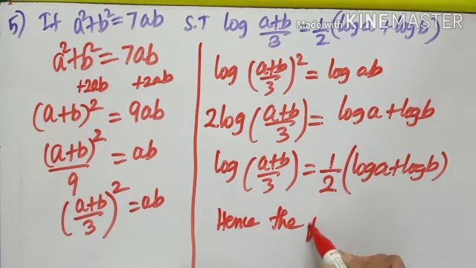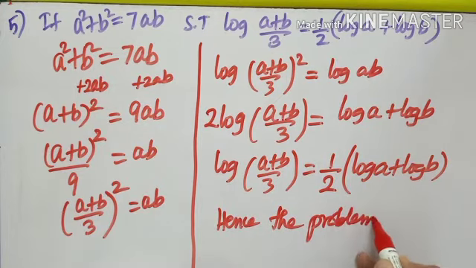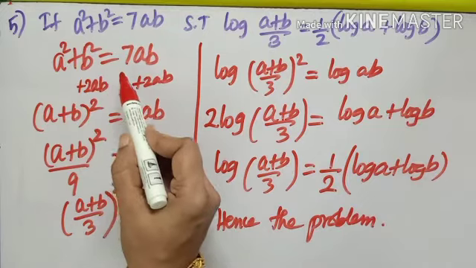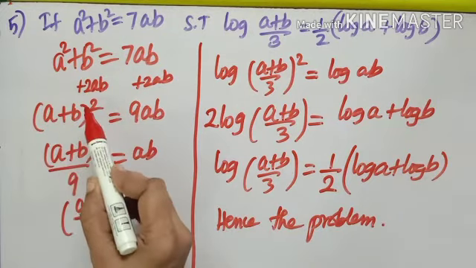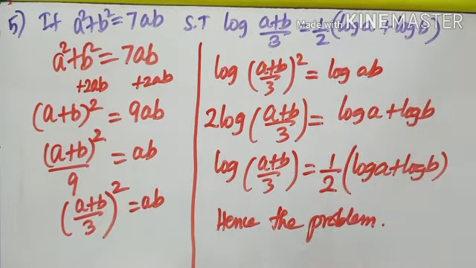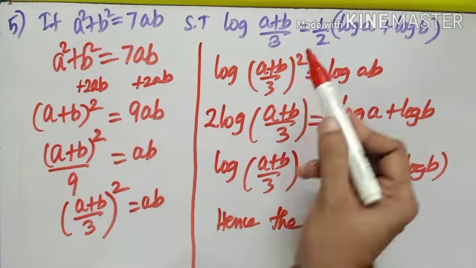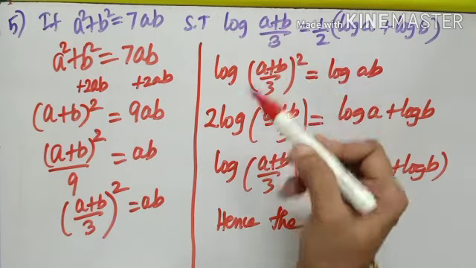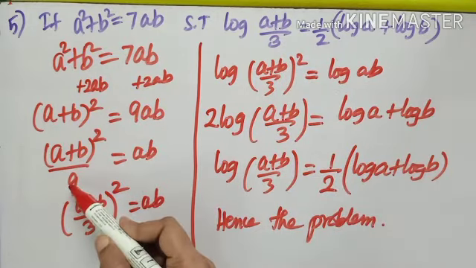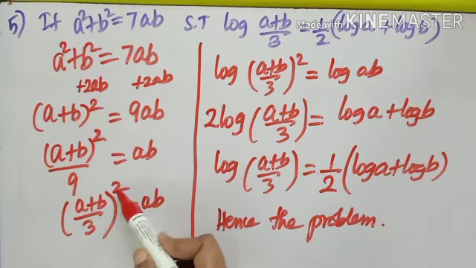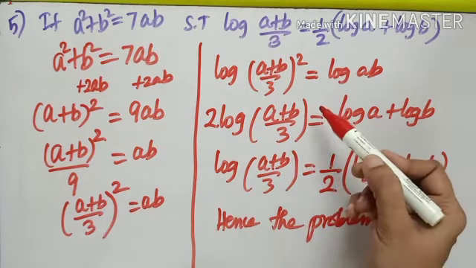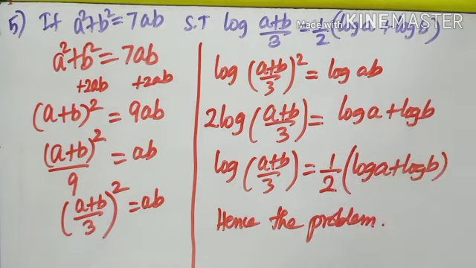So we are just trying to write a square plus b square as (a plus b) the whole square to achieve the result. Then I have (a plus b) the whole square, which is 9ab. Because I want (a plus b) by 3, bring 9 down, write it as ((a plus b) by 3) the whole square. Taking logarithm leads you to the result.